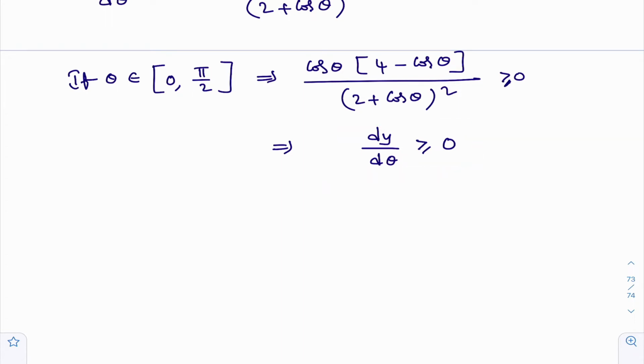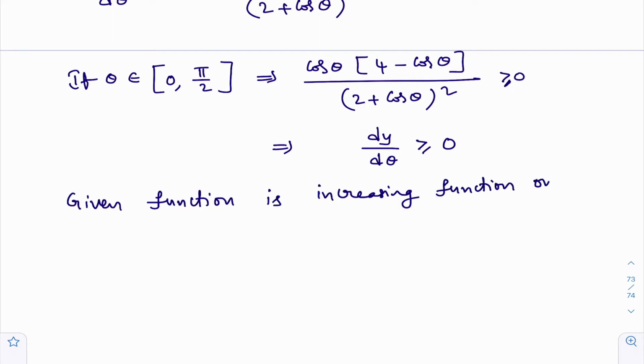So when theta belongs to closed interval 0 comma pi by 2, I came to know that dy by d theta is greater than or equal to 0. So I can say that the given function is increasing function on closed interval 0 comma pi by 2. I hope you understand this.